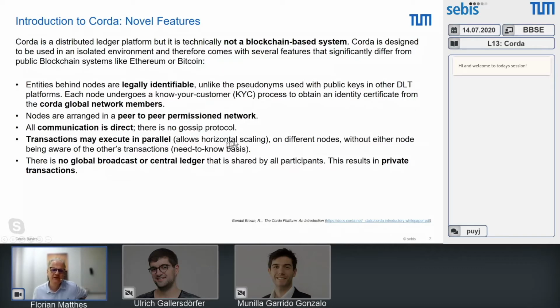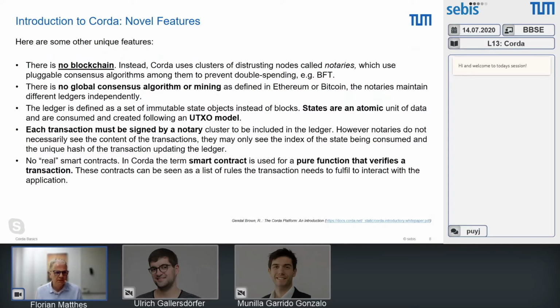This has the benefit of horizontal scaling, because we can do a lot of things in parallel, assuming that hopefully they don't interact, and they can be done in different nodes without either node being aware of the other's transactions. So we don't have a global broadcast or a central ledger that is shared by all participants. You get a lot of state objects which are exchanged between the parties, but they are not consolidated physically into one chain of blocks. It's more or less a distributed network, which leads then to these private transactions.